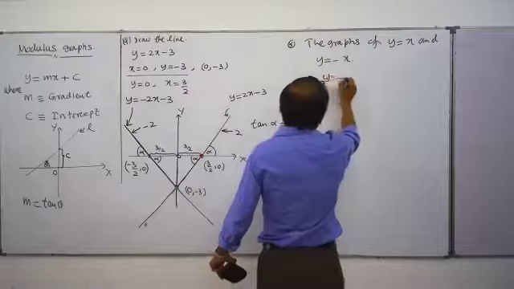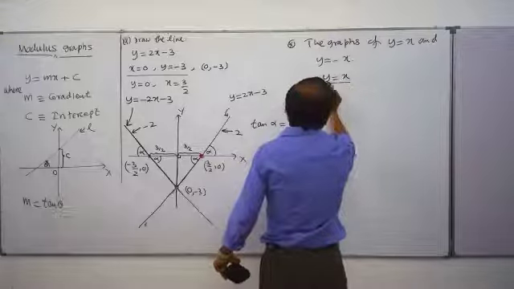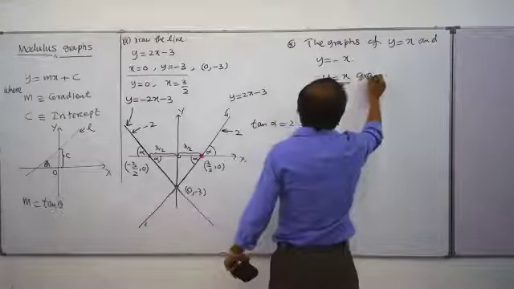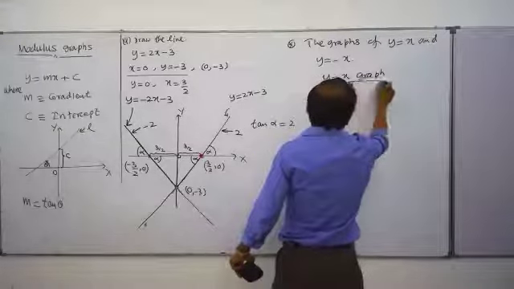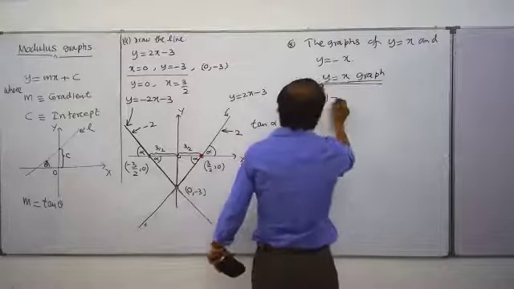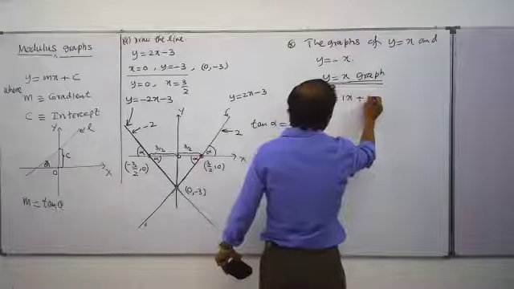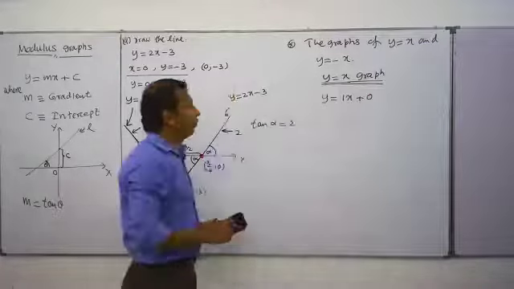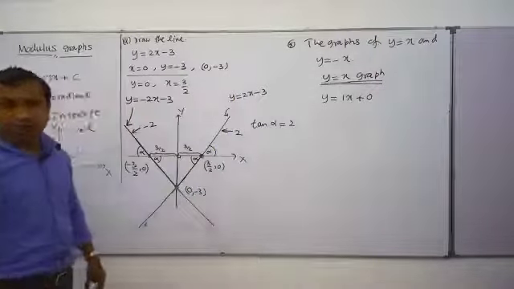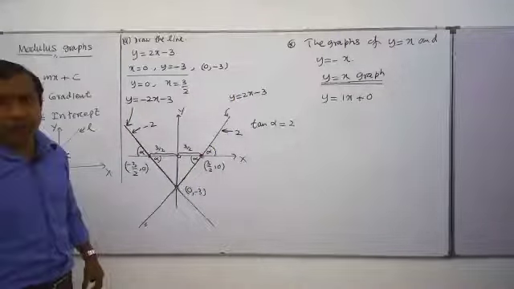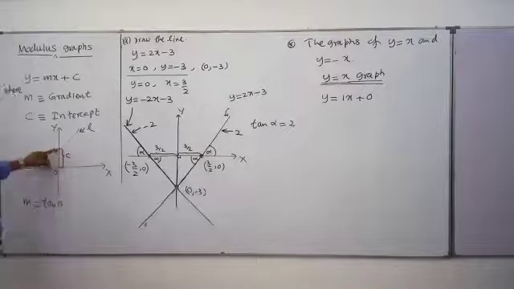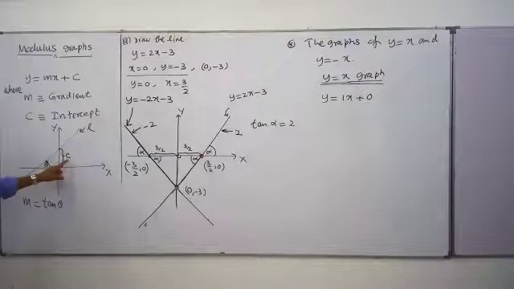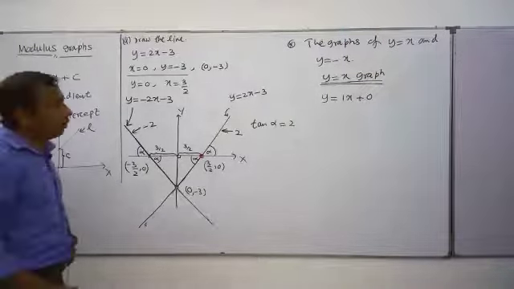Y equals x graph. You can write this as y equals 1x plus 0. Intercept is 0. That means the line passes through the origin. Now the gradient is 1.